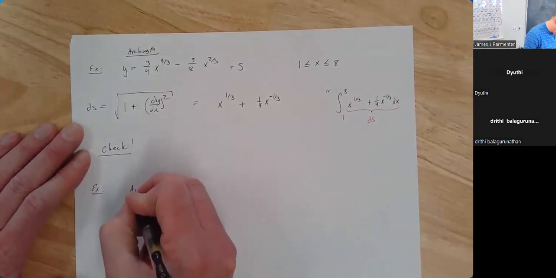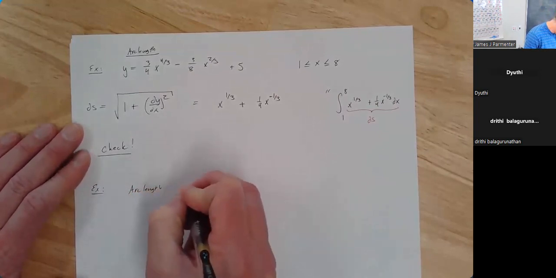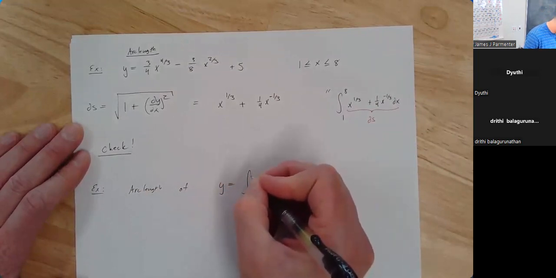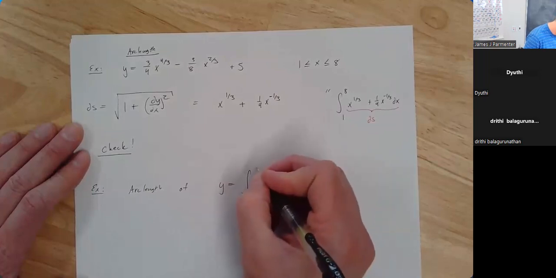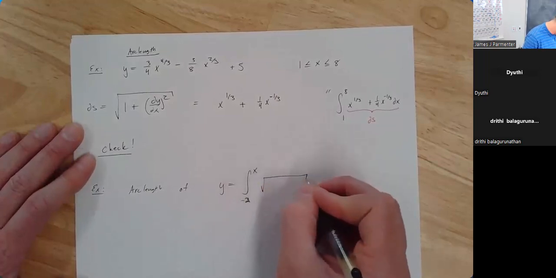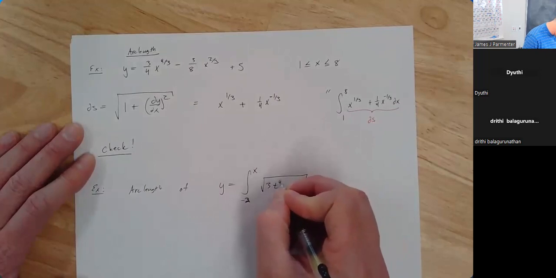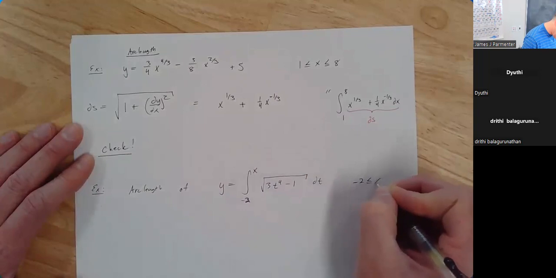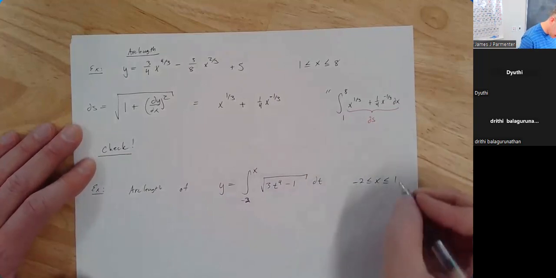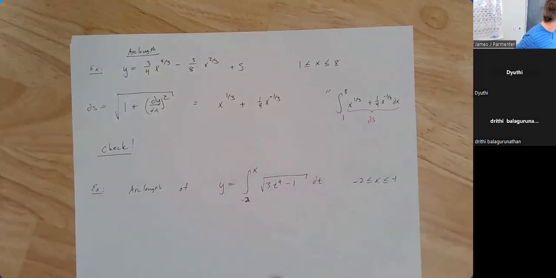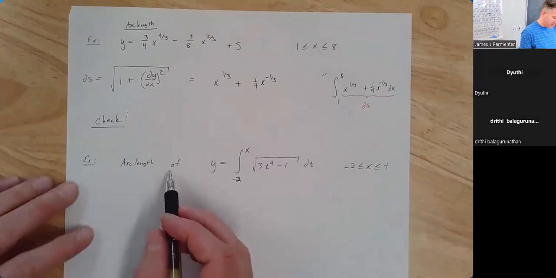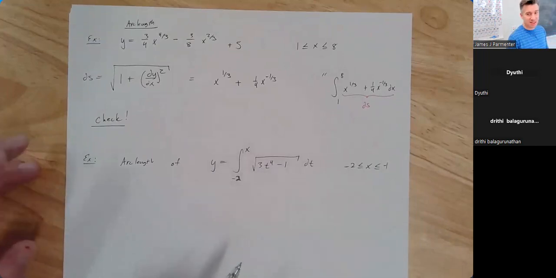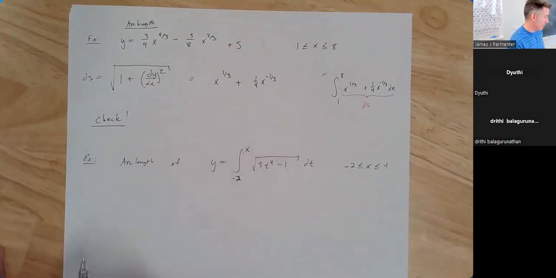Here's another interesting example. I want to find the arc length of y equal to the integral from negative 2 to x of the square root of 3t to the 4th minus 1 dt, where x goes from -2 to, sorry, to -1. Apologies. Seems weird that I want to find the arc length of this curve, but it seems weird exactly because it's designed to be relatively easy to calculate.